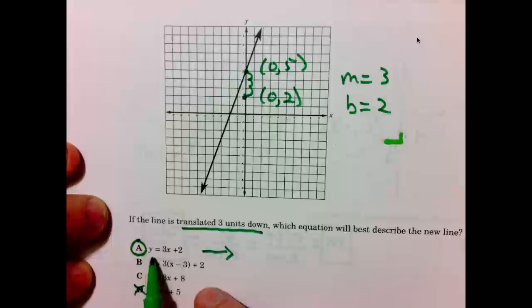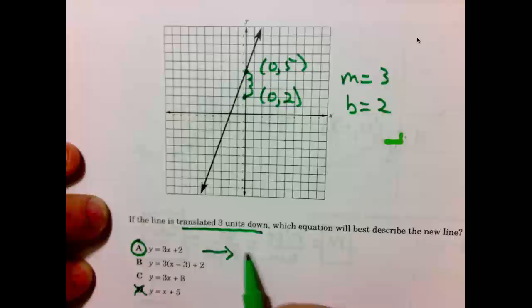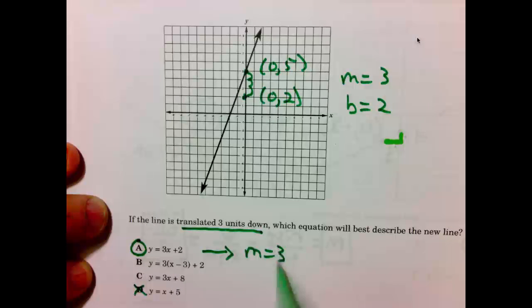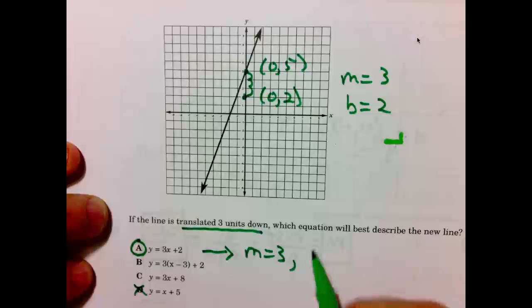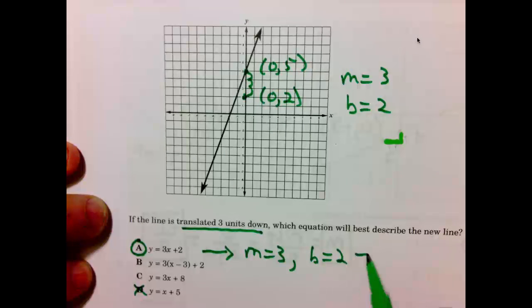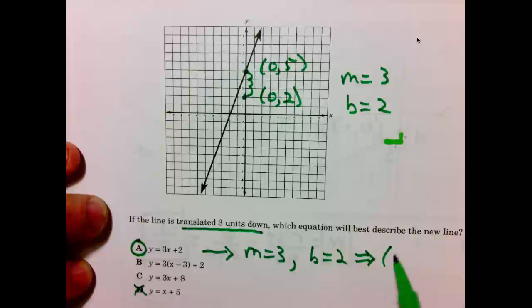In the equation y equals 3x plus 2, the slope is 3. That's the coefficient of x. The y-intercept is 2. And that is the point 0, 2.